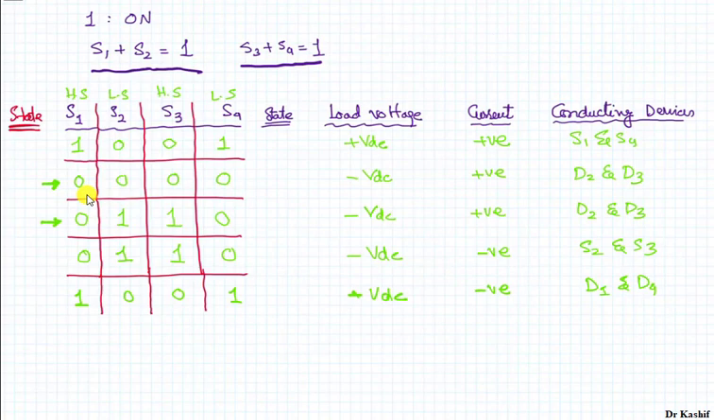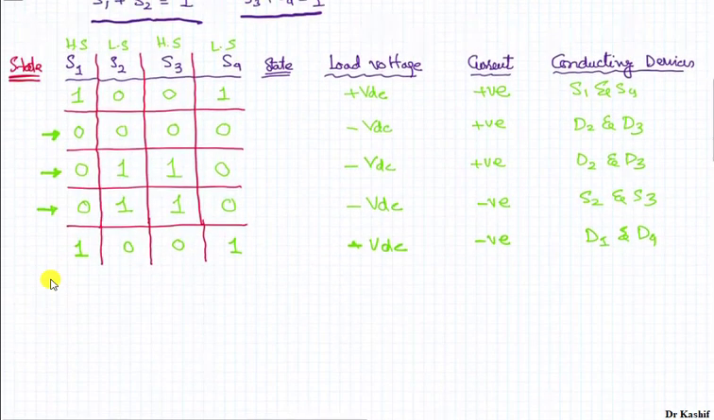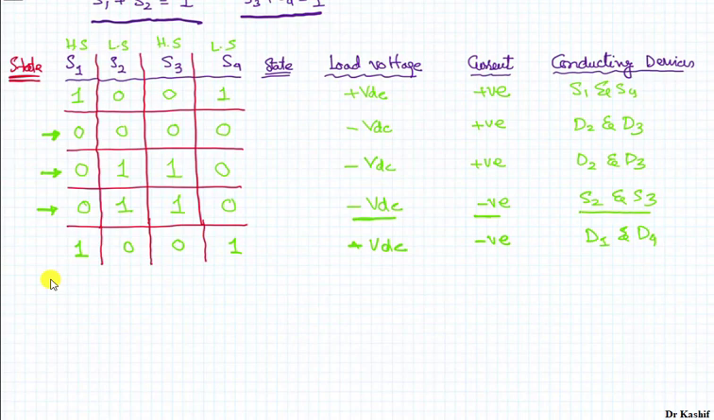Okay, so now looking at the table, I have added a state 0, 1, 1, 0. Switches S1 and S4 are in the off state, and S2 and S3 are in the on state. This is basically our mode 3 that we have discussed. So with respect to our mode 1, the voltages are negative and the current is also negative. It is going to flow from the terminal B towards A. So I have indicated in the table negative voltage and negative current, and at that point your switches S2 and S3 are in the on state, they are conducting.